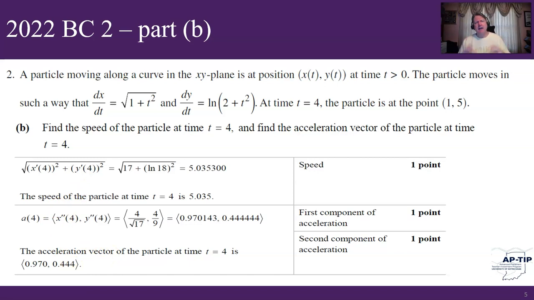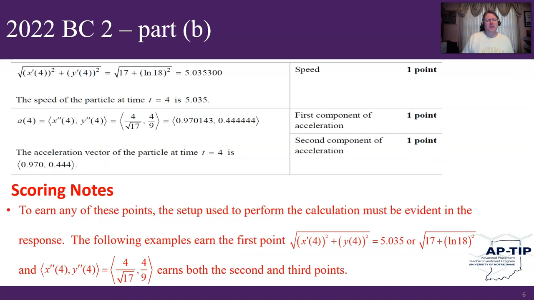Okay, now, probably a lot of questions on your mind, like, what if this happened? What if that happened? Hopefully the scoring notes will take care of many of those questions. So, first scoring note. In order to earn any of these 3 points, the setup used to perform these calculations has got to be evident somewhere in that response. So the following examples would be perfectly fine to earn the first point. Say the student actually wrote the square root of the sum of the squares of the derivatives evaluated at 4. Well, that's exactly what we're testing.